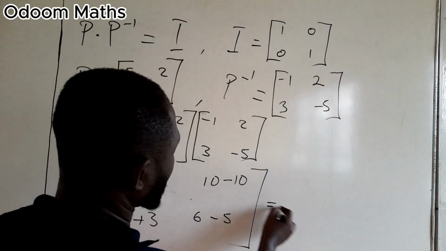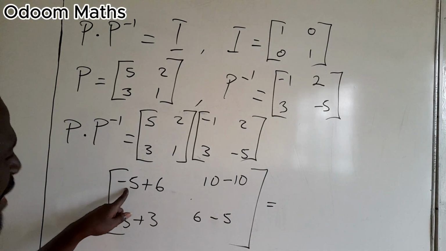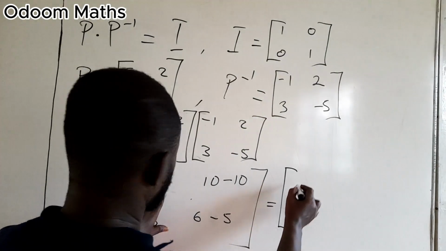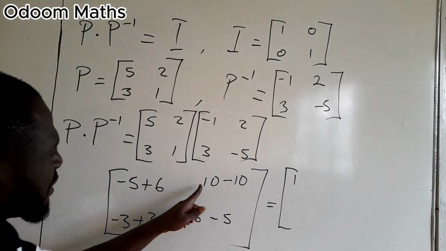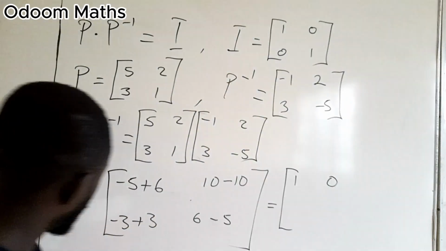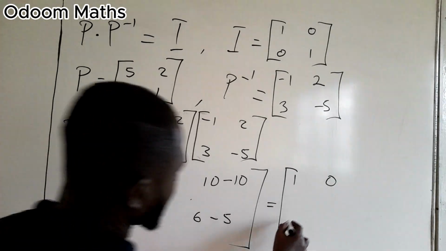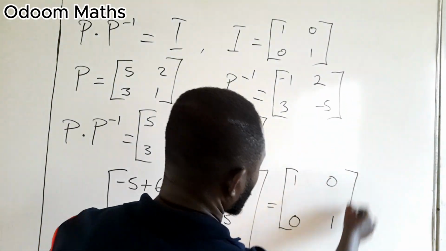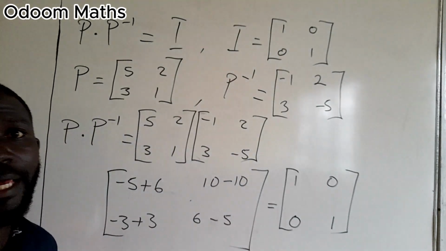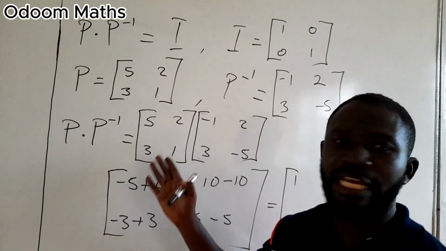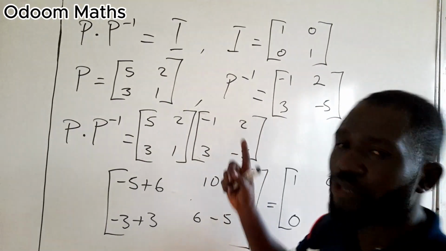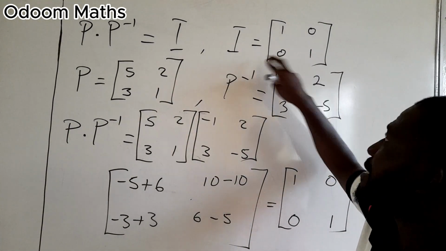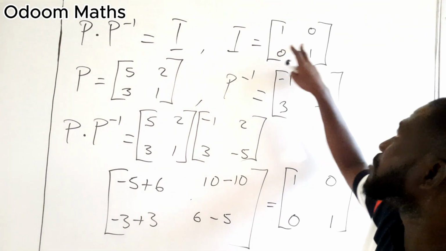So now let's see. Negative 5 plus 6 is going to give us 1. 10 minus 10 is 0. Negative 3 plus 3 is 0. And then 6 minus 5 is 1. So it means that when you multiply a matrix and its inverse, you are going to get the unit matrix, that is the identity or unit matrix.